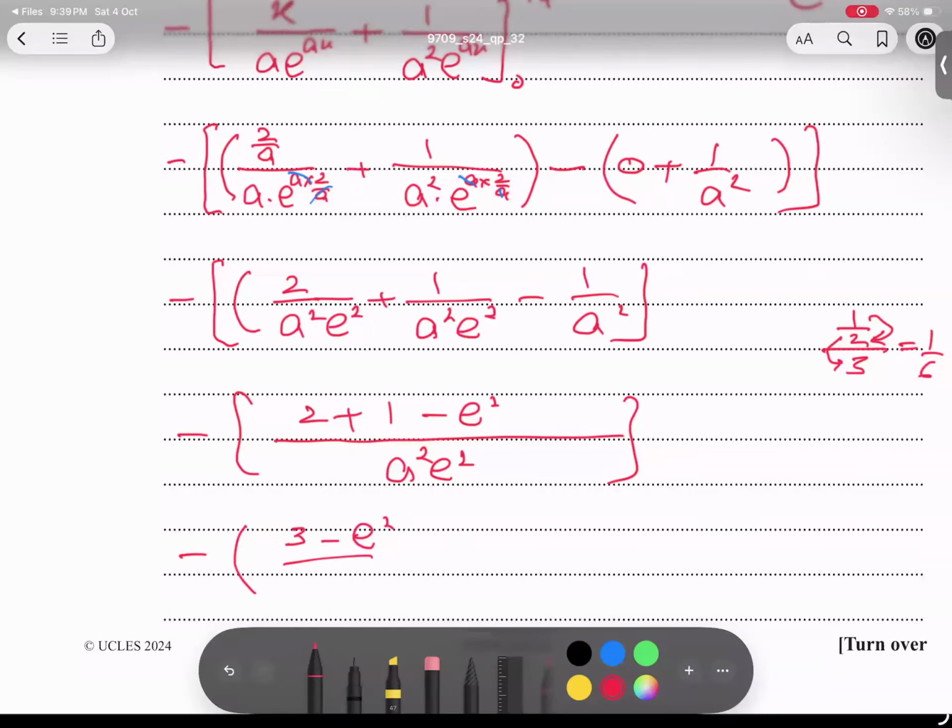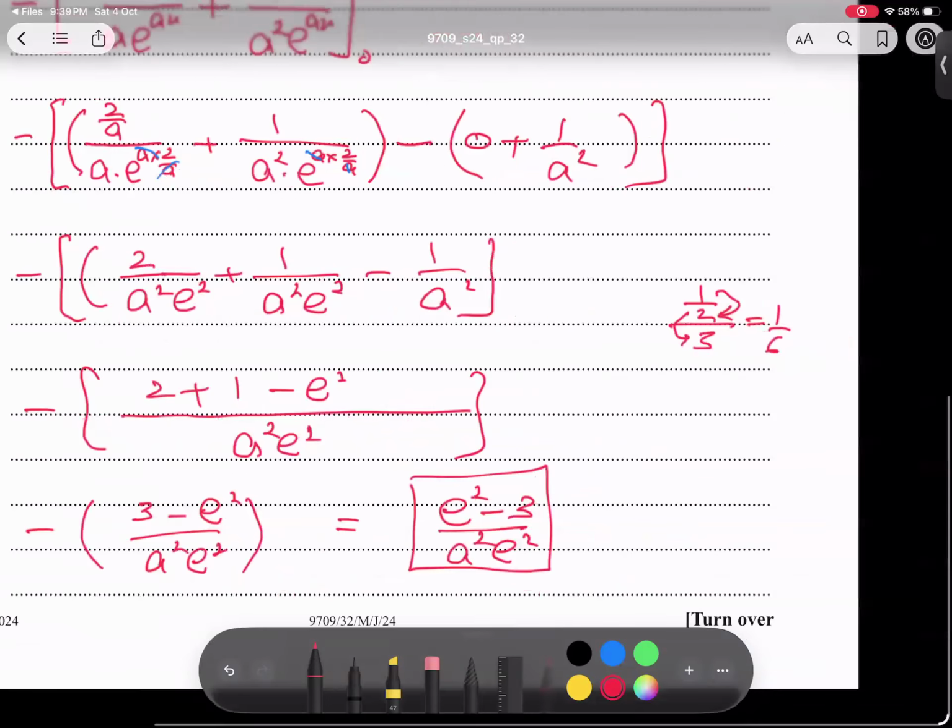Okay, afterwards, if you leave it here or bring the negative sign inside, this sign will change and this sign will change. I can write it this way: e square positive and 3 negative by a square into e, by e square. So this is not a wrong answer. If you leave it here, it is the correct answer.